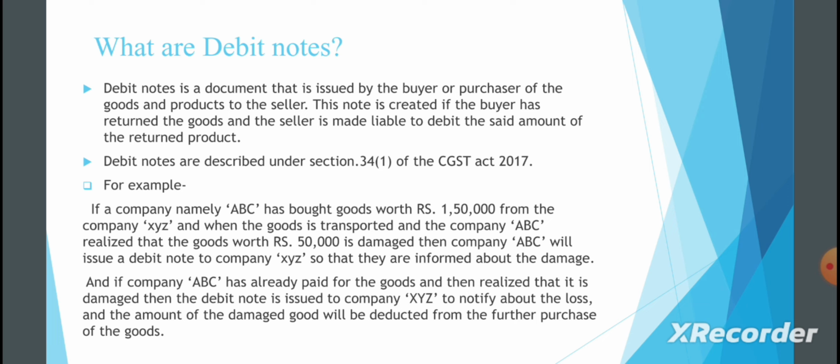Now, for example, if a company, namely ABC, has bought goods worth rupees 1,50,000 from the company XYZ, and when the goods are transported the company ABC realizes that goods worth rupees 50,000 are damaged in transit, then company ABC will issue a debit note to company XYZ so that they are informed about the damage. And if the company ABC has already paid for the goods and then realized that it is damaged, then the debit note is issued to company XYZ to notify about the loss, and the amount of that damaged good will be deducted from the further purchase of the goods.